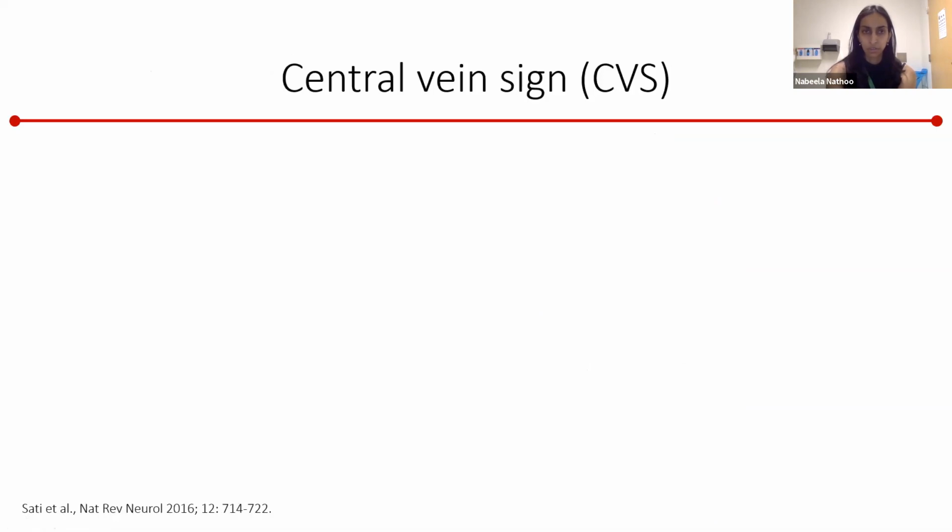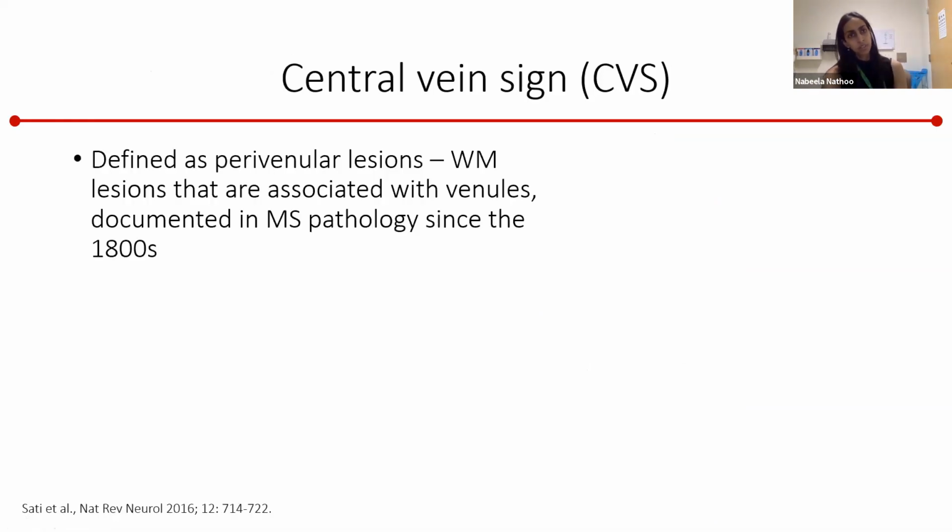So I'll go on to the central vein sign. So MS lesions have been seen to be perivenular from the time that pathology was coming up. Okay, I'm going to answer your question just at the end here. So perivenular lesions have been noted with pathology studies from the time that MS was being defined.